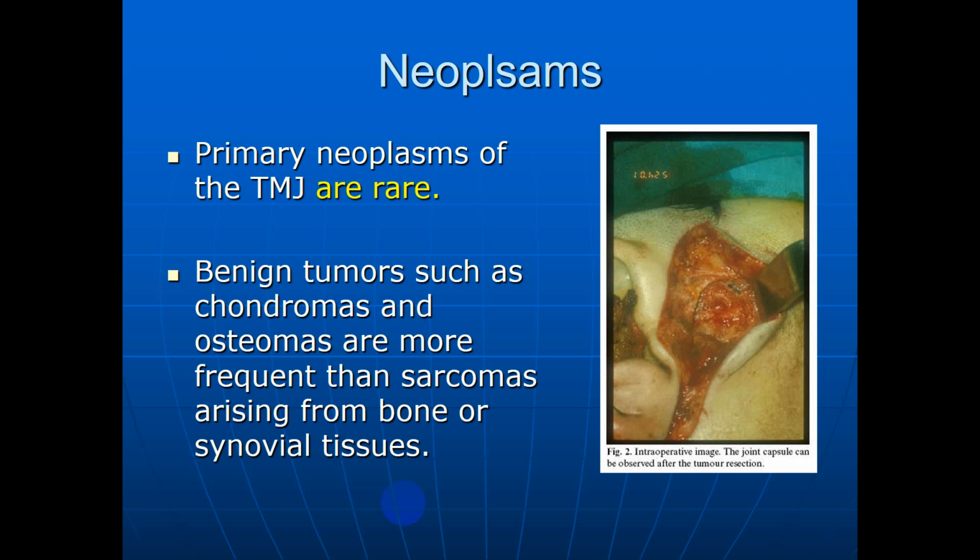However, the benign tumors are more common than the malignant tumors in the TMJ. Benign tumors include chondromas and osteomas. And by this, we reach the end of the lecture about TMJ, and this is the end of the last lecture in the course of Oral Pathology 2.